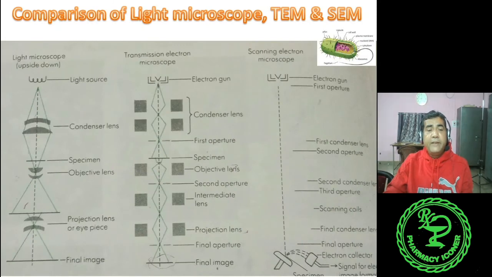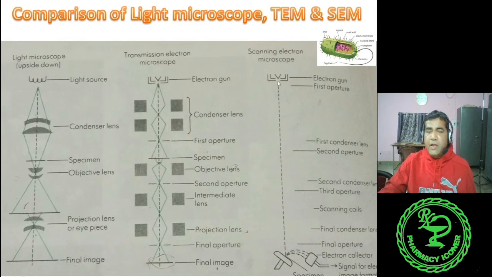If we compare the different types, in the transmission electron microscope, the electron beam is coming out here, condenser lens 1, here another condenser lens, and the specimen is in the middle. So the final image formation takes place here. Similarly, in the light microscope, like the condenser lens, here also a condenser lens is there. The specimen is kept here, and image formation is here. But the scanning electron microscope is somewhat different.